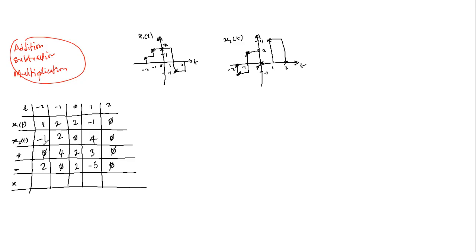Then 1 times minus 1 is minus 1. 2 times 2 is 4. 2 times 0 is 0. Minus 1 times 4 is minus 4. And 0 times 0 is 0.